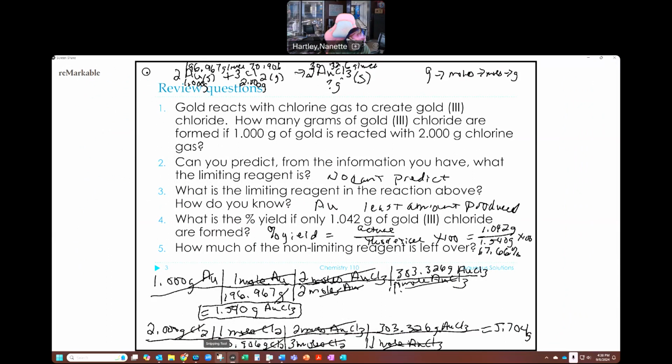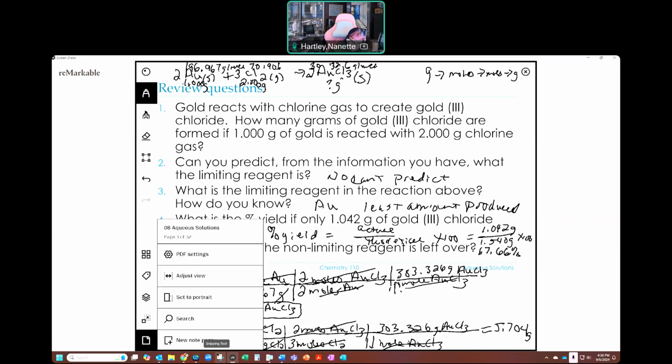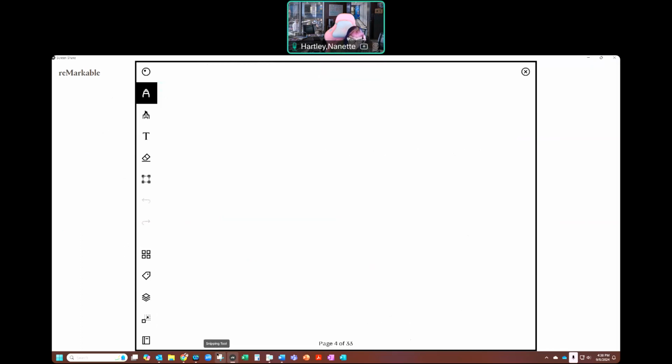Interesting thing for us to talk about. So let's figure that out. I'm going to add a new note page. And what we're going to talk about is how do we figure that out? So I know, based on what I had on the last page, come on, go back. There we go.